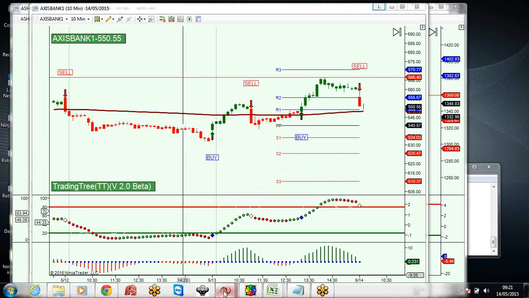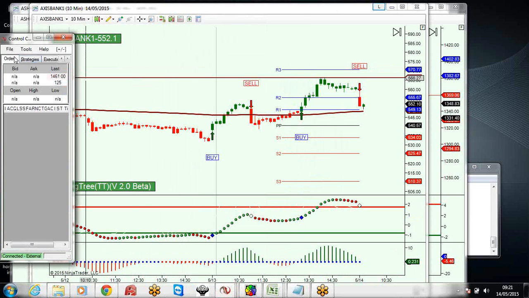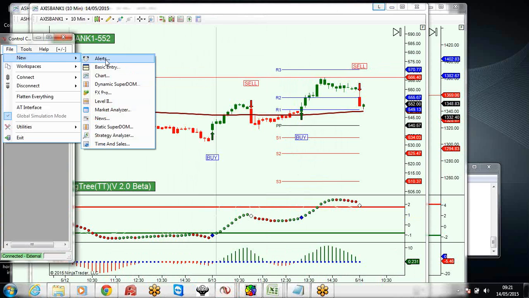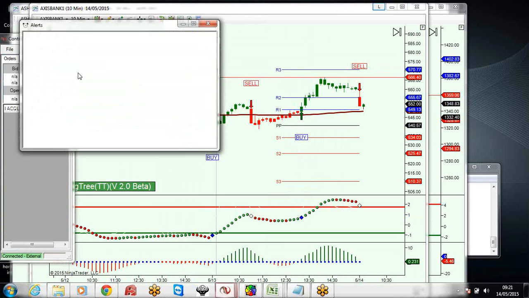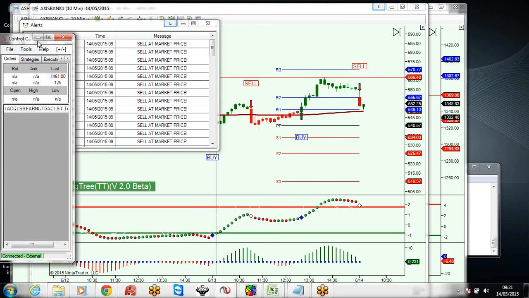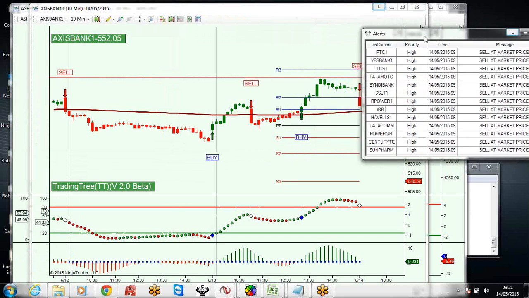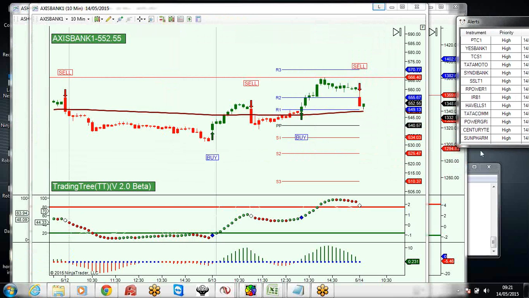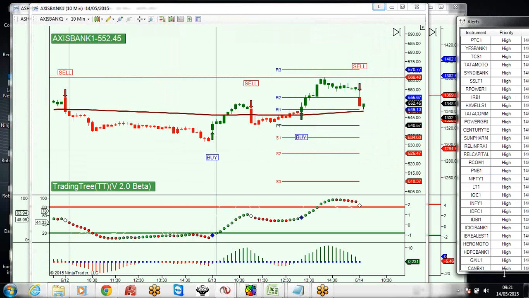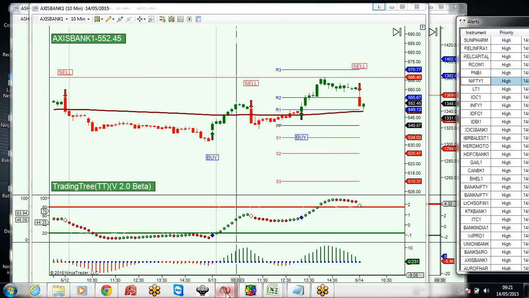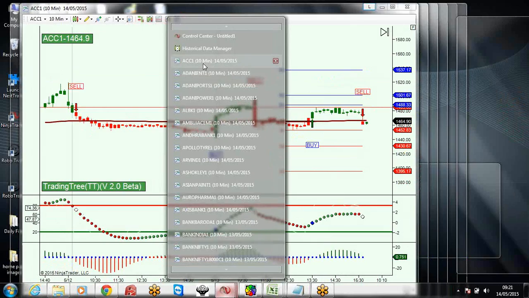Now you can always keep track of your calls here. You just go to the NinjaTrader, file, new alerts. So all your calls that are generated from morning will be stored in this particular window. So now we have calls. So let's just check and place the trades.